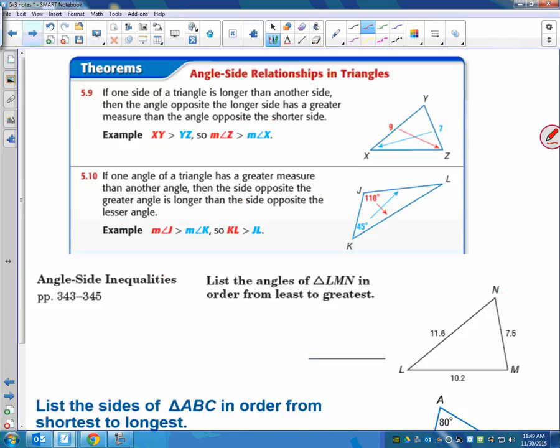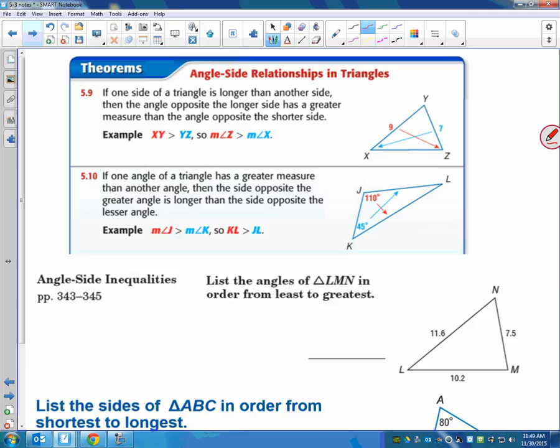Okay, I don't know if we've actually talked about this. We talked about in an isosceles triangle, if the sides are the same, the angles are the same, or if the angles are the same, the sides are the same. Well, you can actually make a relationship with all the sides and the angles in a triangle.